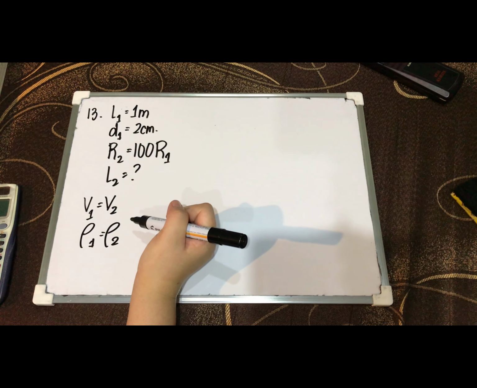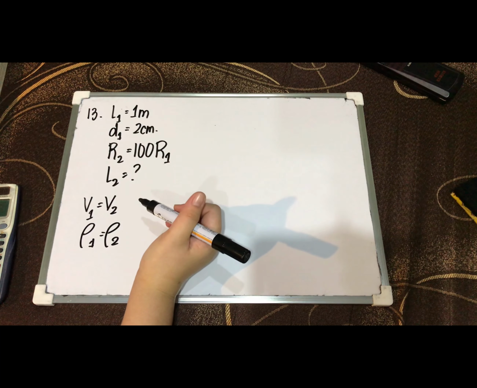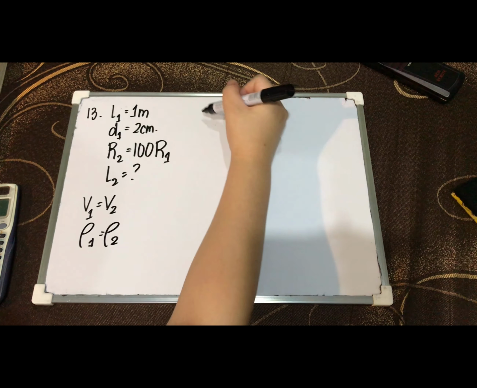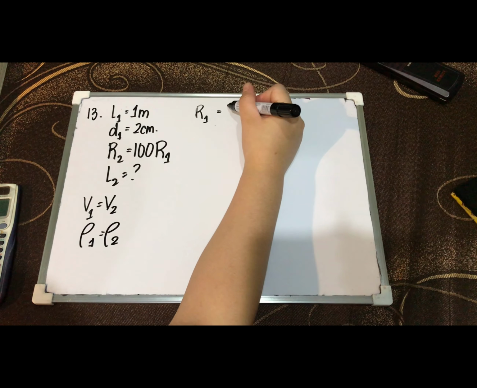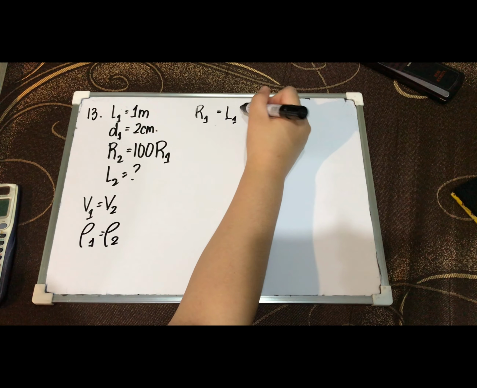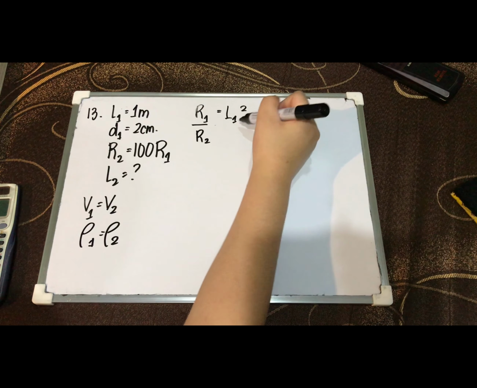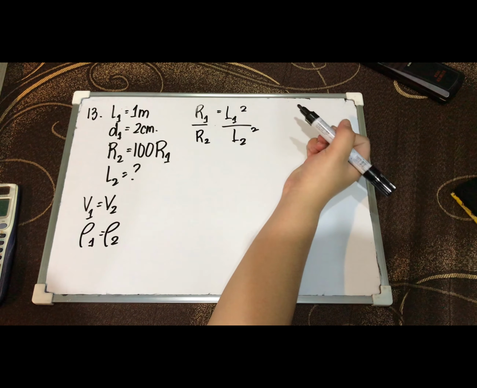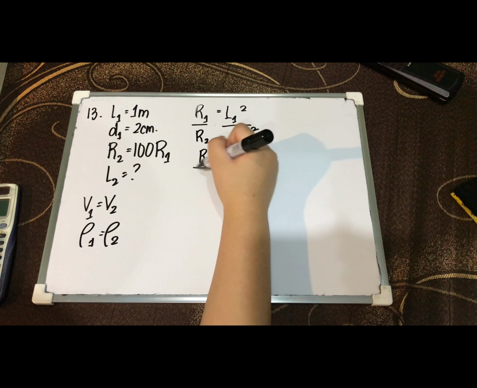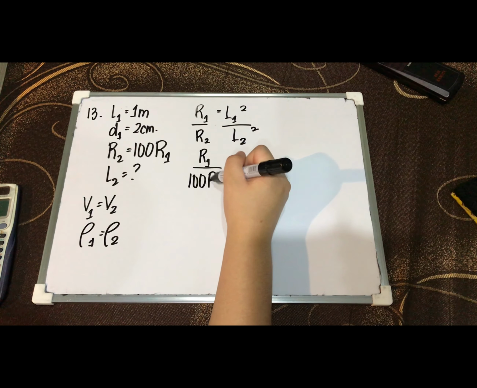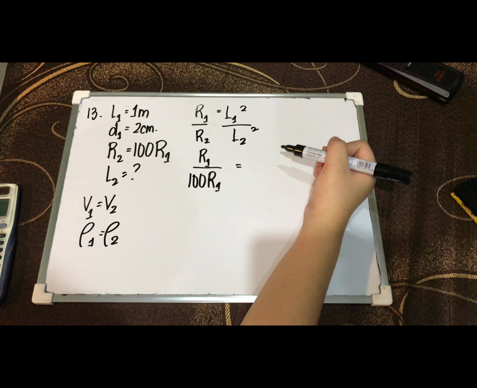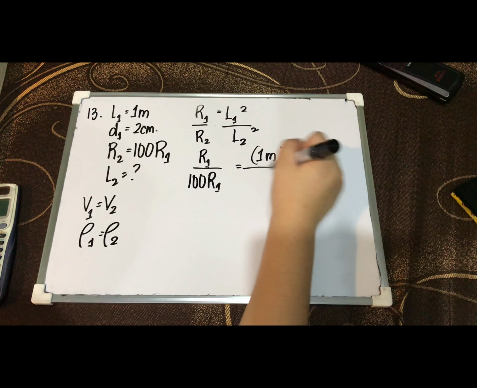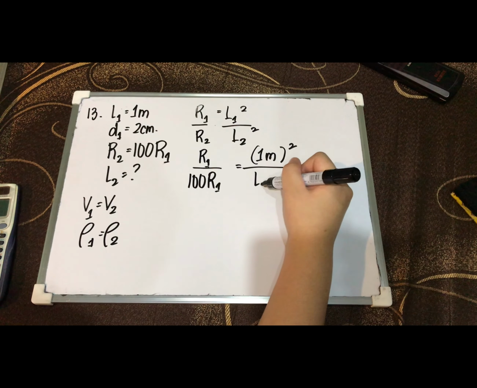Kagaya nung ginagamit natin na formula dun sa number 12, yun din yung gagamitin natin dito para mahanap natin yung length 2. So, R1 is directly proportional to the square of length 1 over R2, which is also directly proportional to the square of length 2. So, initial resistance, ang R2 natin, 100 times the initial resistance is equals to length 1. Ano ba yung length 1 natin? 1 meter squared over L2 squared. Yun yung hinahanap natin.